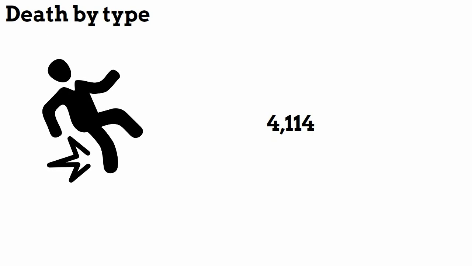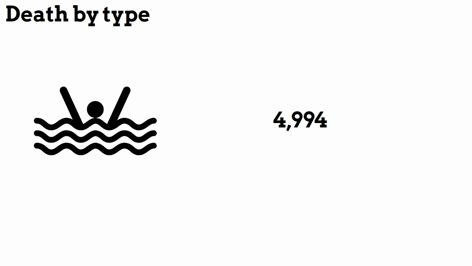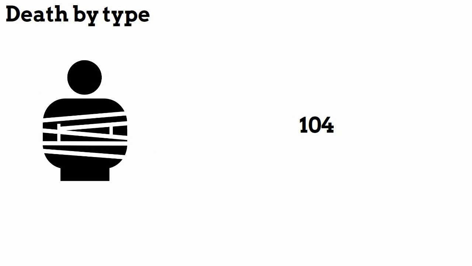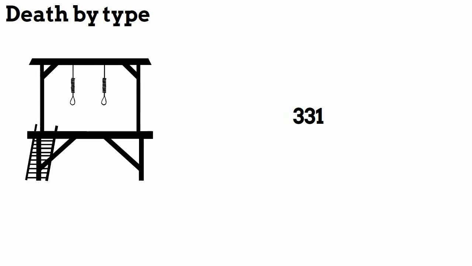4,114 soldiers died of accidents. 4,944 soldiers drowned. 520 soldiers were murdered. 104 soldiers were killed after the capture. 391 soldiers committed suicide. 331 soldiers were executed by the higher authorities or by their enemies. 313 soldiers died of sunstroke. 14,164 soldiers died of other causes, including the causes that weren't stated.